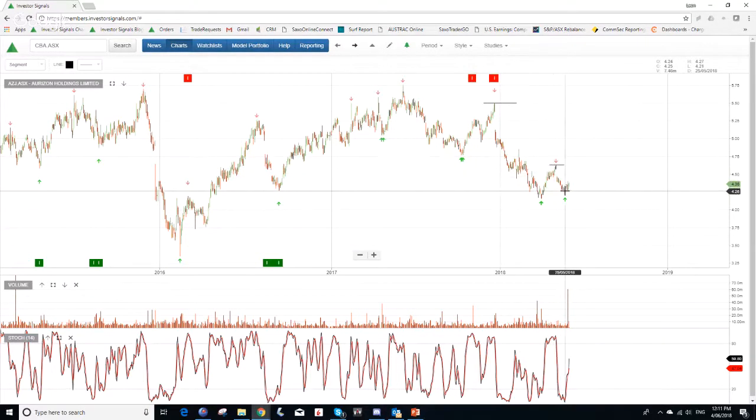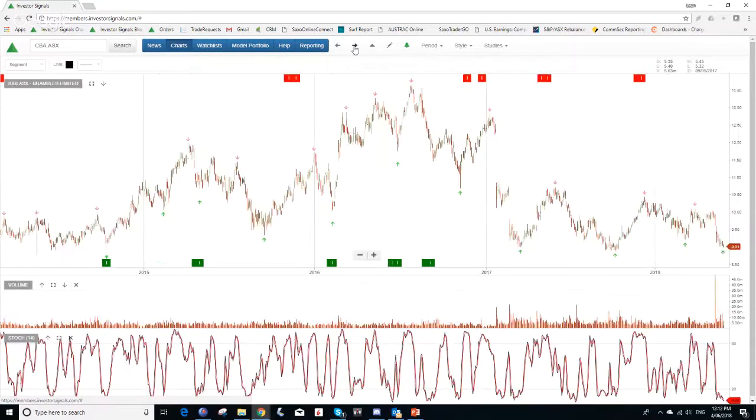And part of, I think, the value of this algorithm model is that you have the comfort of knowing that you'll get an email reminder that a higher low pattern's beginning to form. Right at the moment, this rally's probably likely to run into resistance or fade, and we'll see it move back down and make another low.